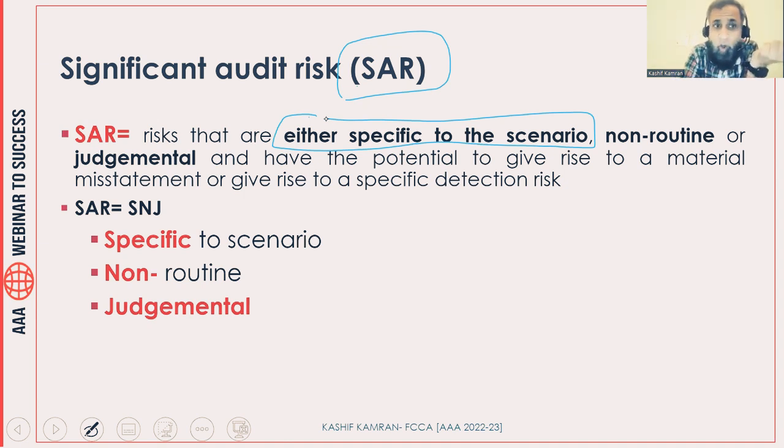Next, non-routine, something which is non-routine, something taking place for the first time. How many times do you read in question number 1 that the company is doing something for the first time? For example, purchase of a new investment property, purchase of a new license, non-routine. Anything which is new, anything which is done for the first time is non-routine.